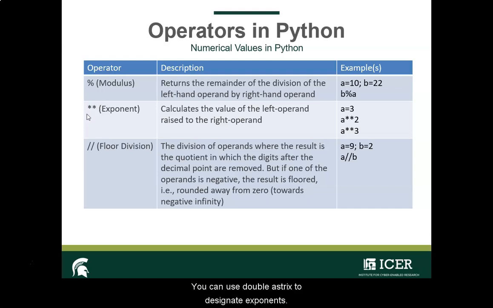You can use double asterisks to designate exponents. So here I have a equal 3, and so my first equation is basically a squared, and then my second one is a cubed. You can also do floor division. Here, the division of operands is going to result in the quotient, which the digits after the decimal point are removed. So if we're playing around with this example where a equals 9 and b equals 2, you then can do floor division here and check out the result.